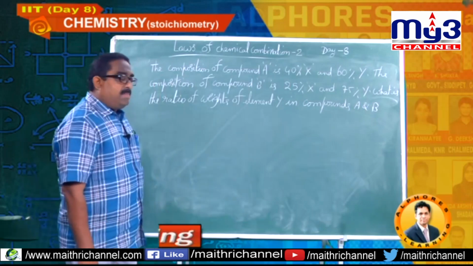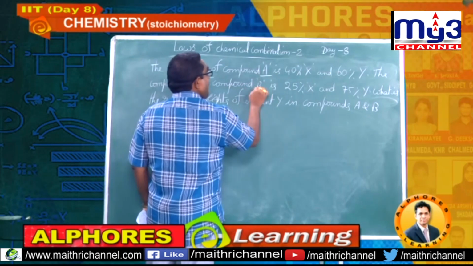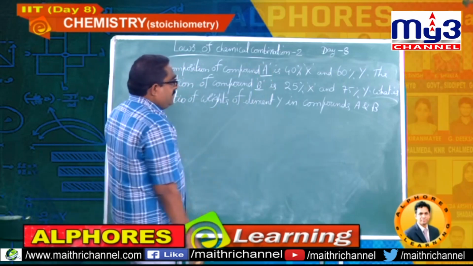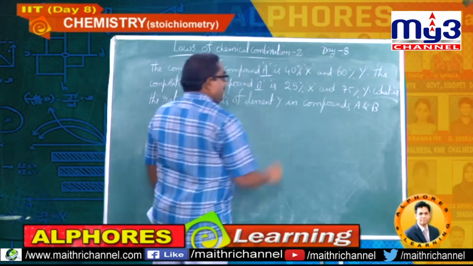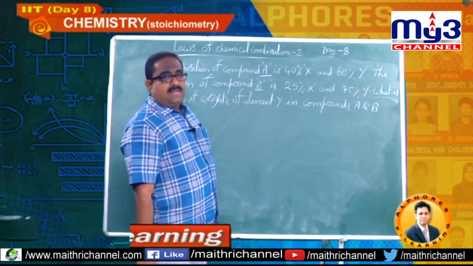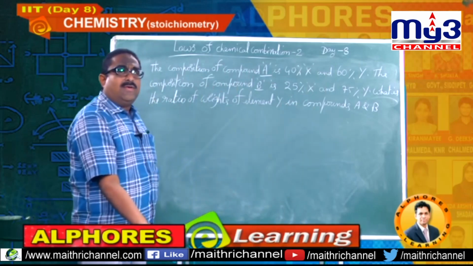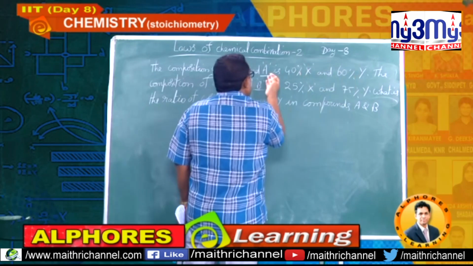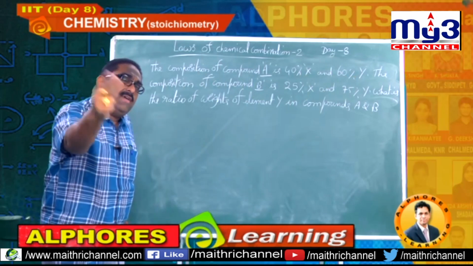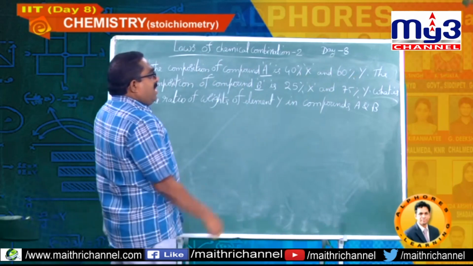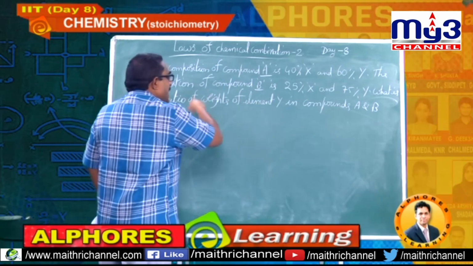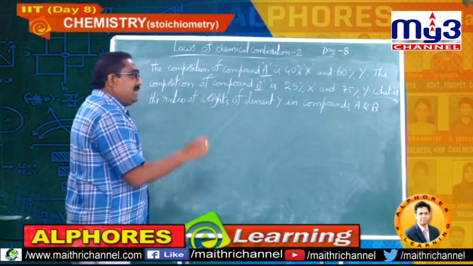Totally he has given two compounds, students, compound A and compound B. Both are forming from the same two elements, X and Y, but with different mass compositions. So immediately you can come to a conclusion that the formula of this compound is different and the formula of this compound is different, because the mass percent of X and Y in both those compounds are different. But what exactly is he asking you to calculate? The ratio of weights of element Y in compounds A and B. That is the question he is asking.